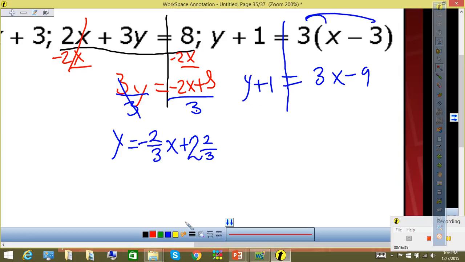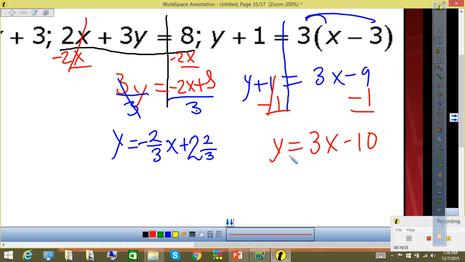Continue. Focus. Subtract 1. Very good. Y equals 3x minus 10. Stay behind, please. Are we there so far?